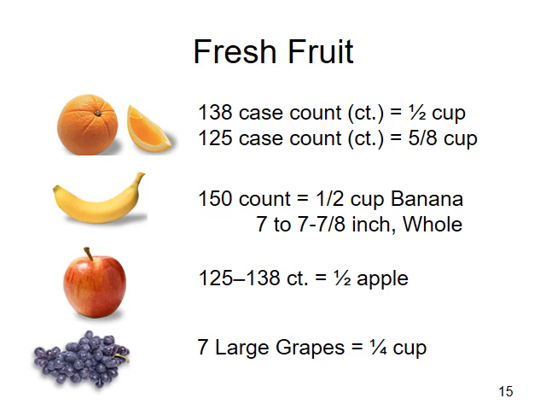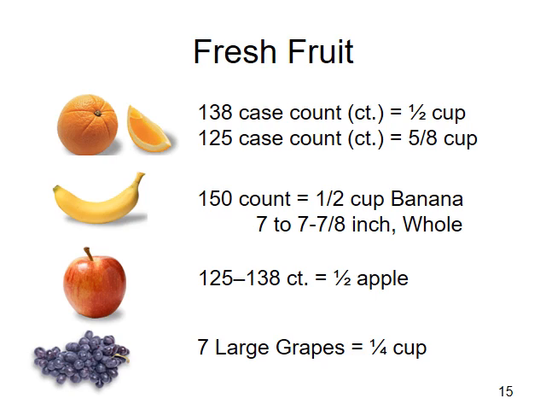How do oranges credit? Well, oranges come in different case counts. So the 138 count credits as a half a cup of fruit, whereas the 125 count credits as 5/8 of a cup of fruit. So if you are serving the orange to meet the fruit requirement, you would offer the student a whole orange if you are buying the 138 count. Bananas come in different sizes. A 150 count banana credits as a half a cup, which is the whole banana.